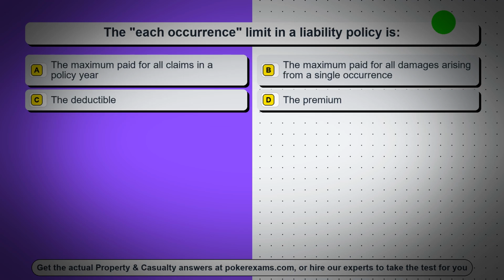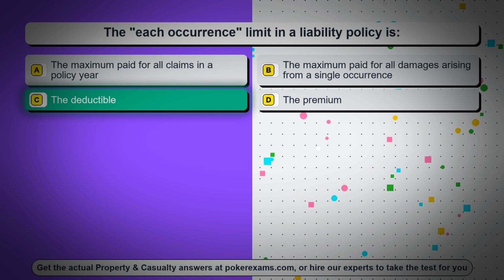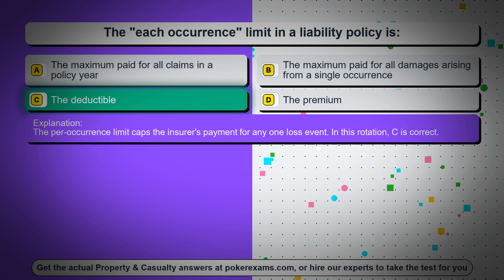Question 76. The each occurrence limit in a liability policy is: Option A, the maximum paid for all claims in a policy year. Option B, the maximum paid for all damages arising from a single occurrence. Option C, the deductible. Option D, the premium. The correct answer is option C, the deductible. The per occurrence limit caps the insurer's payment for any one loss event. In this rotation, C is correct.